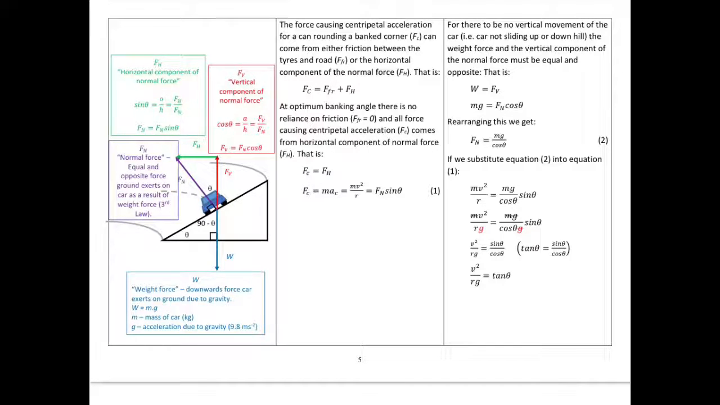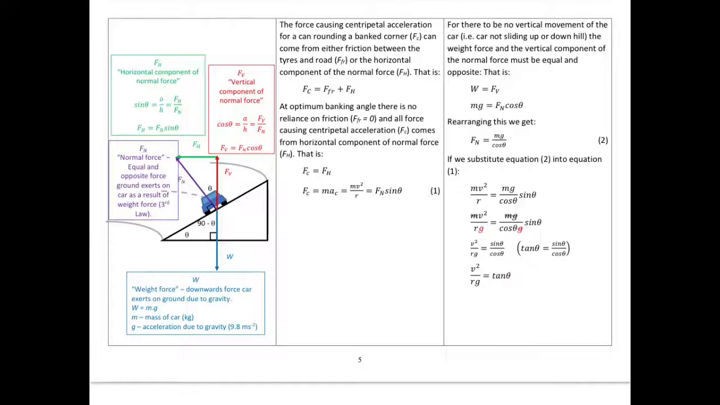Okay, let's think about the vertical direction. For there to be no vertical movement of the car, i.e. it's not sliding up the hill or sliding down the hill, the weight force and the vertical component of the normal force must be equal and opposite. So that vertical force must be equal and opposite to the weight force. If this is greater, the car's going to want to push up the hill. If this is less, the car's going to want to slide down the hill. So when they're equal, the weight force equals the vertical component of the normal force.